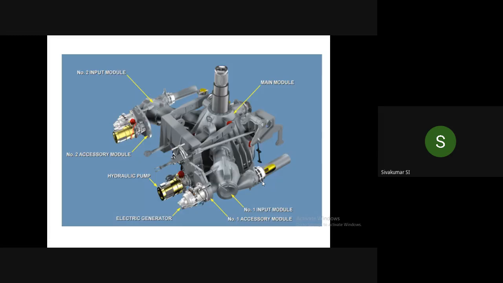This is one of the new helicopters, with modular manufacturing of the components, a very compact transmission system, which has the number one input module, number two input module, number one accessory module, number two accessory module. What I was discussing is this accessory module. I already explained the modular module in the last class.